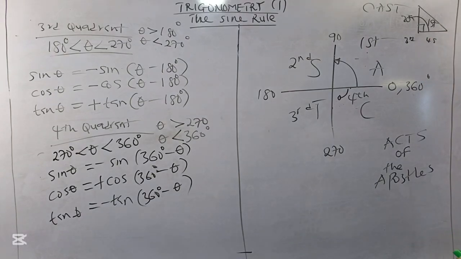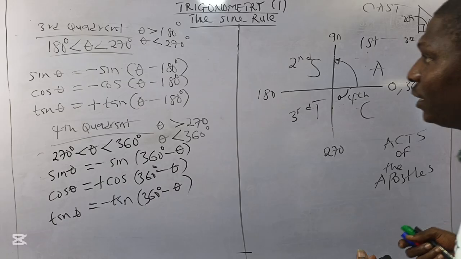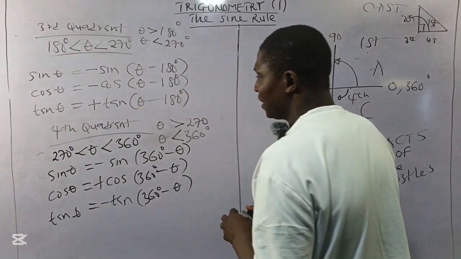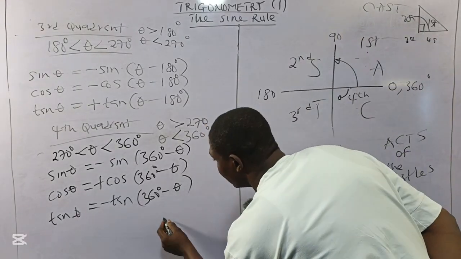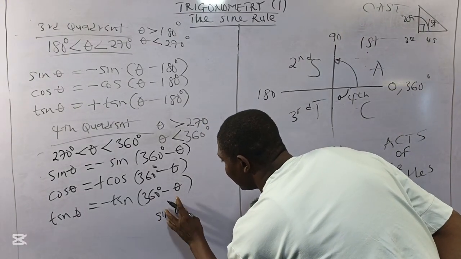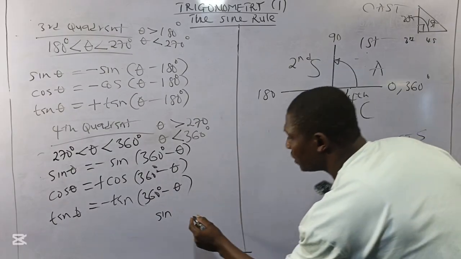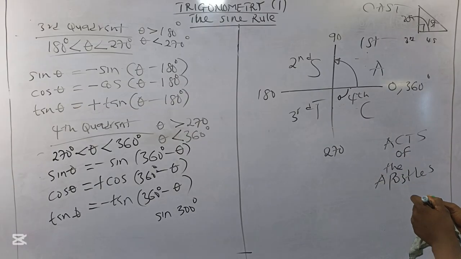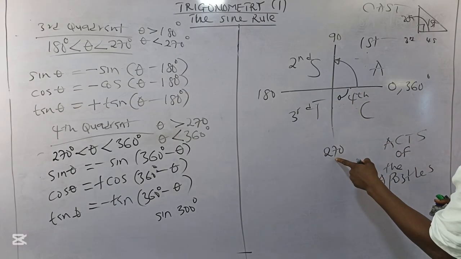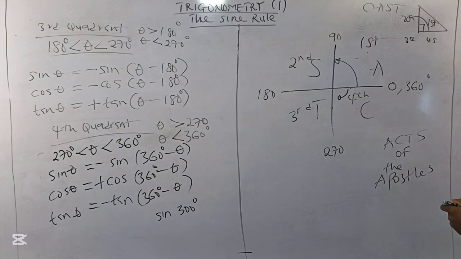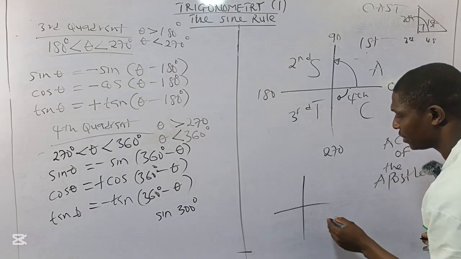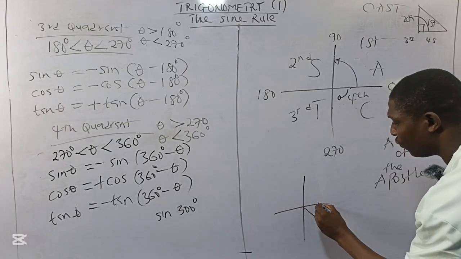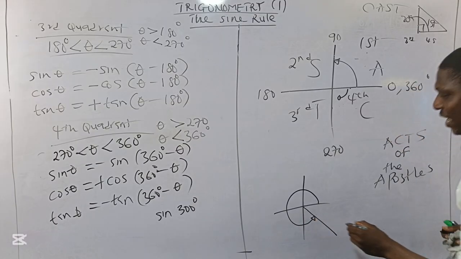Now, how do we even apply this? I'll just do a short explanation on the application. If, for instance, you are told sine of, let me say, 300 degrees. First, you check where 300 degrees falls: first, second, third. Since theta is greater than 270, it falls on the fourth quadrant. Now, using the fourth quadrant, 300 degrees should be this, and it's positive, so it must move in the anti-clockwise direction.